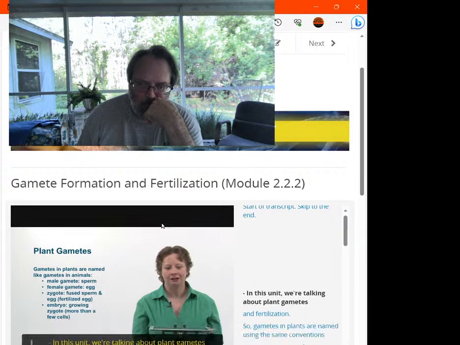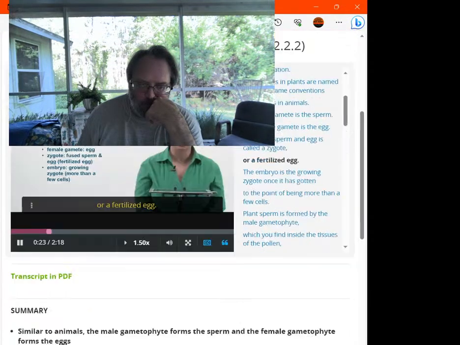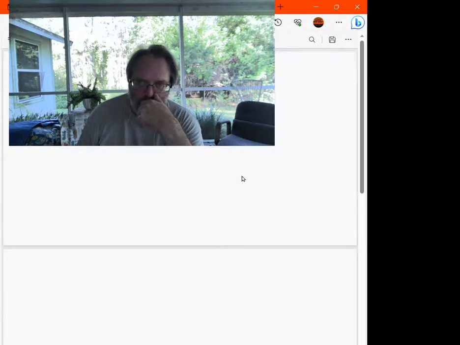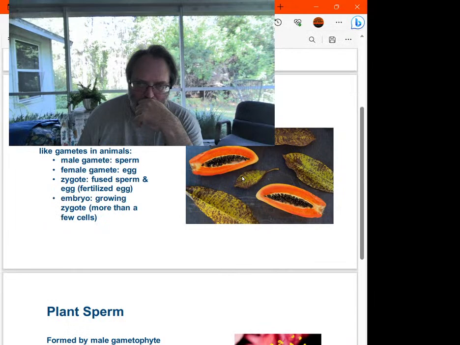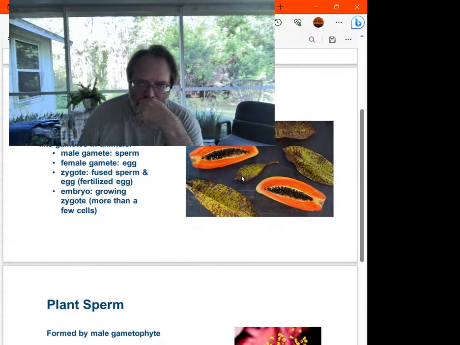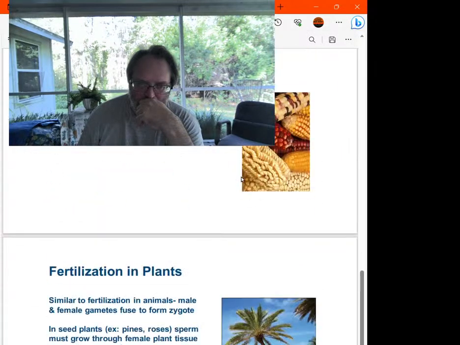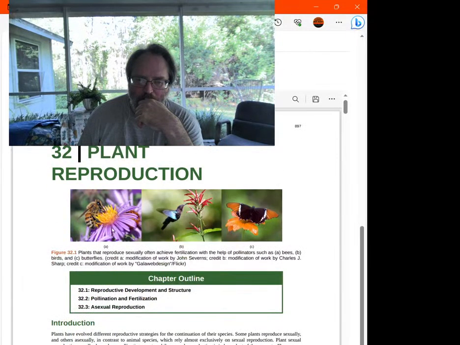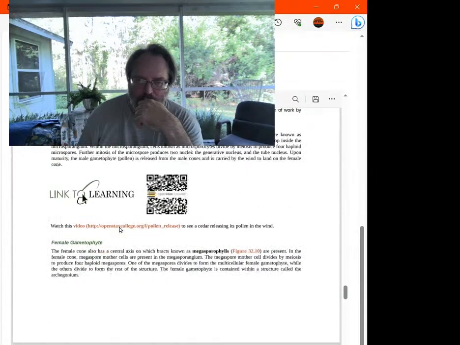In this unit, we're talking about plant gametes and fertilization. The embryo is the growing zygote once it has gotten to the point of being more than a few cells. Plant sperm is formed by the male gametophyte, which you find inside the tissues of the pollen, which are all of these little yellow things here in this picture. They're produced in very large numbers, and they leave the plant to join the eggs so that fertilization can happen.